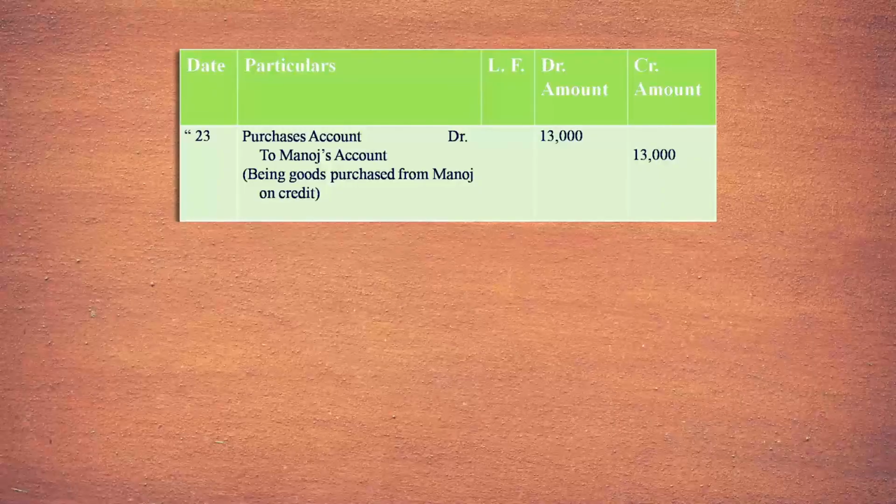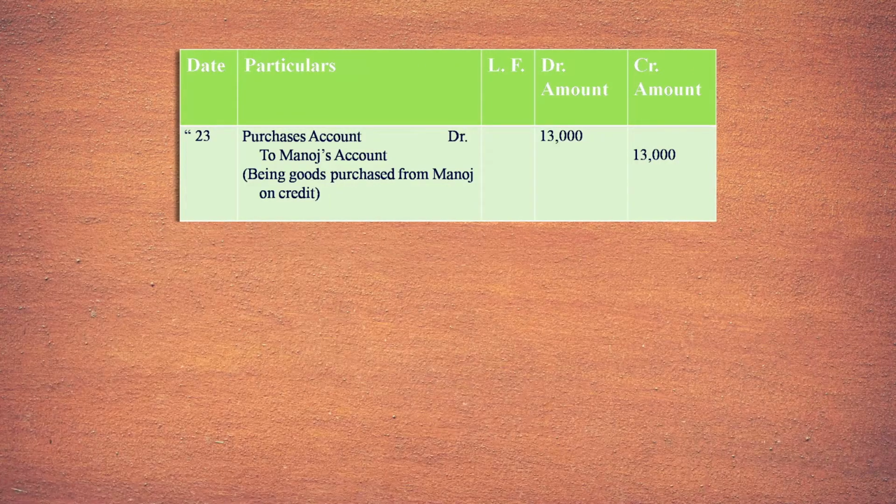So here, when we are buying the goods from Mr. Manoj, it means Mr. Manoj is the giver. Mr. Manoj is giving the goods to our business. So when Mr. Manoj is the giver, the rule is debit the receiver and credit the giver. Therefore, the account of Mr. Manoj will be credited. So the final transaction would be purchases account debit to Mr. Manoj 13,000 rupees. You can see it: purchases account debit to Manoj 13,000 rupees.